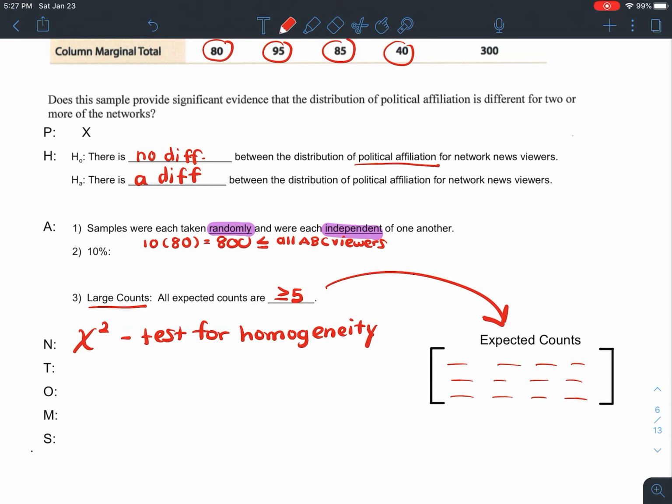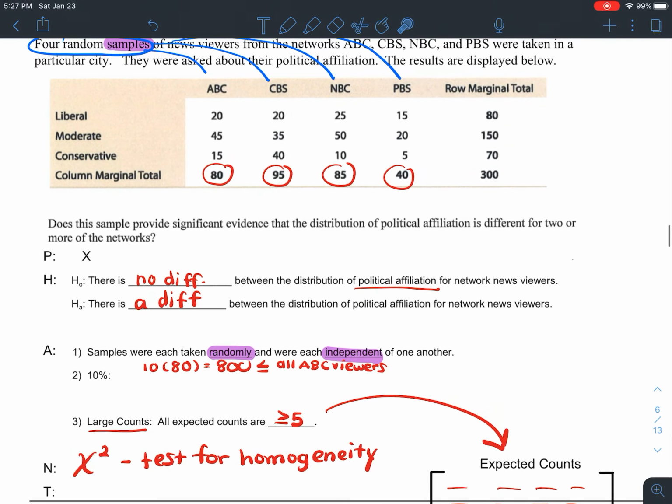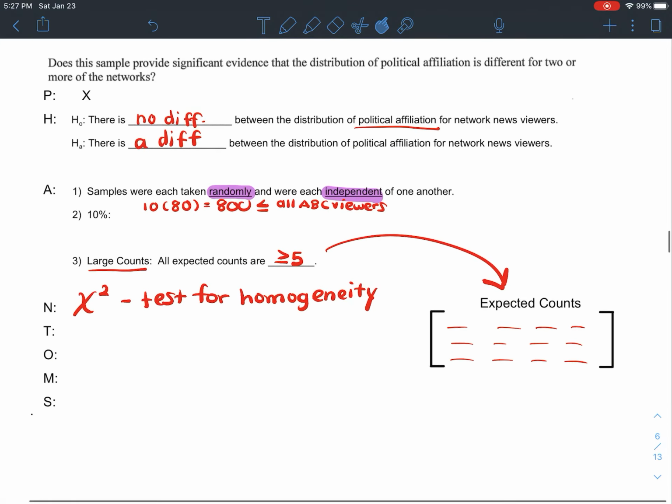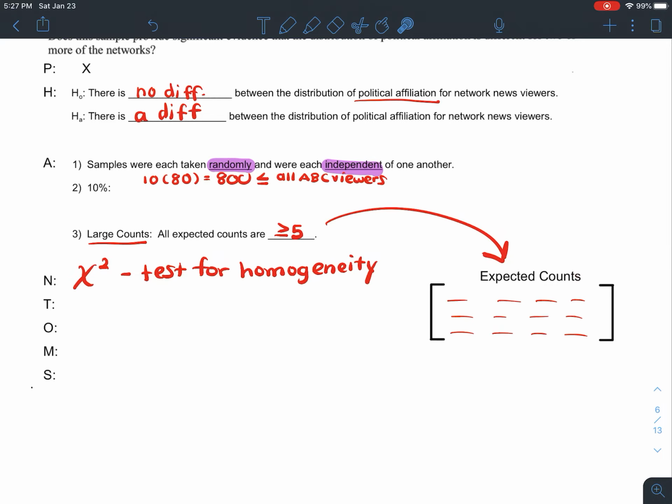command on the calculator. That does mean that you do have to go into matrix A. This would be a 4 by 3 matrix, 4 rows, 3 columns. 4 columns, 3 rows here. Okay, and you would input all that data. Okay, and then in matrix B, you would put all the expected counts.